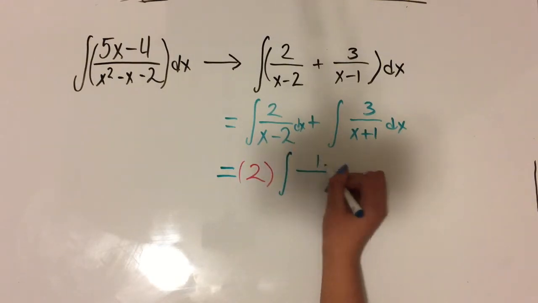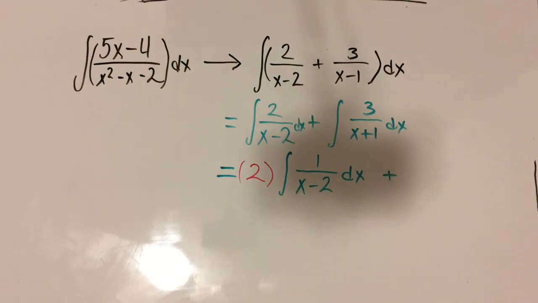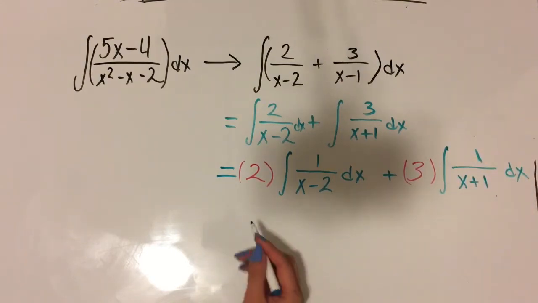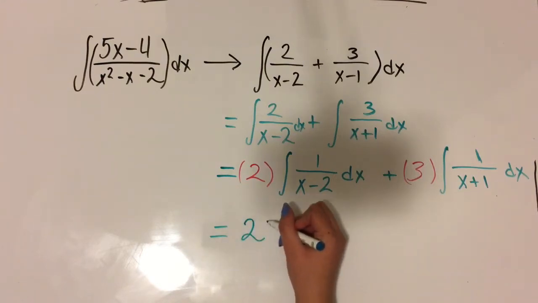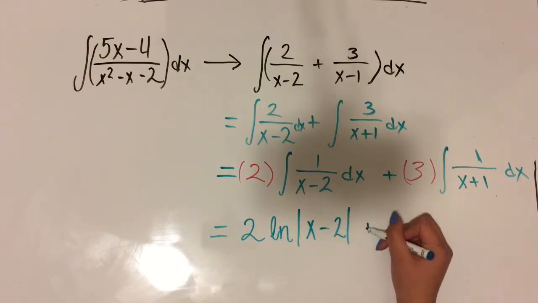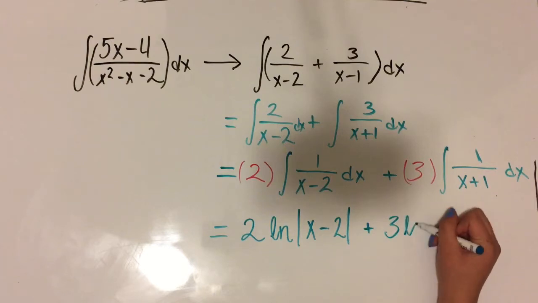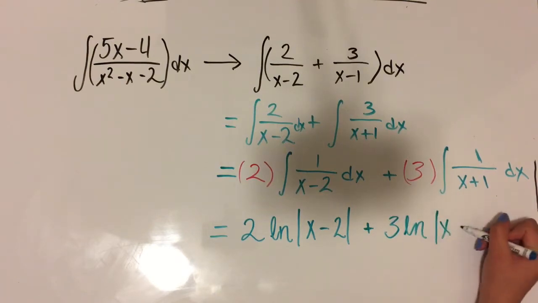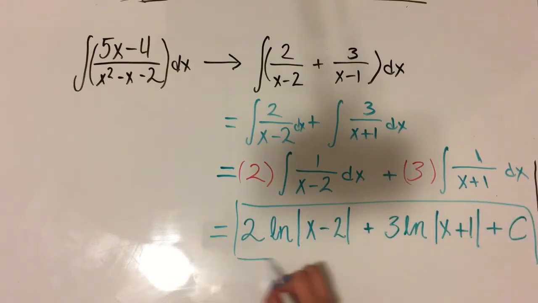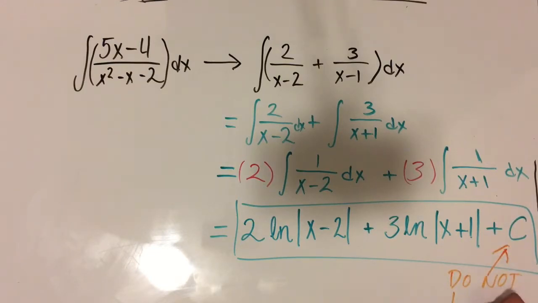Next, you're going to pull out the constants. So pull out the 2 from the integral of 1 over x minus 2 dx, and pull out the 3 from the integral of 1 over x plus 1 dx. And after that, now you're ready to integrate using the natural log. And your final answer will be 2 ln absolute value of x minus 2, plus 3 ln absolute value of x plus 1, plus c. And make sure you do not forget your plus c. Very important.